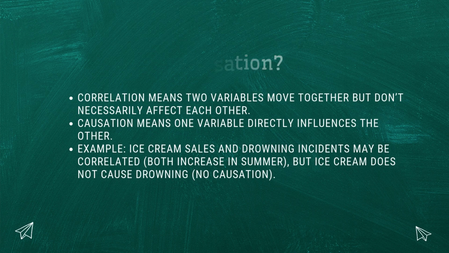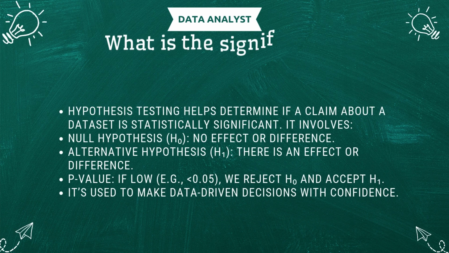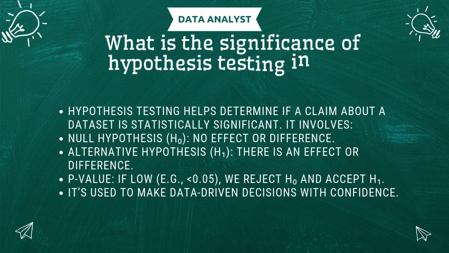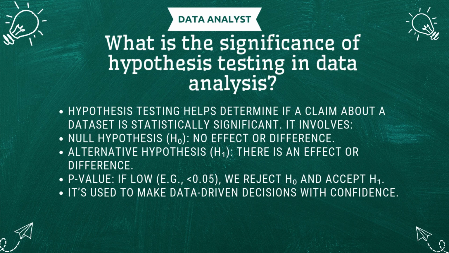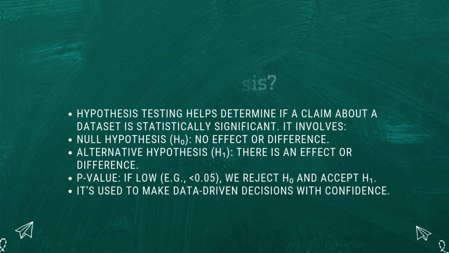What is the significance of hypothesis testing in data analysis? Hypothesis testing helps determine if a claim about a dataset is statistically significant. It involves null hypothesis, H0, no effect or difference. Alternative hypothesis, H1, there is an effect or difference. P-value, if low, for example, < 0.05, we reject H0 and accept H1. It's used to make data-driven decisions with confidence.